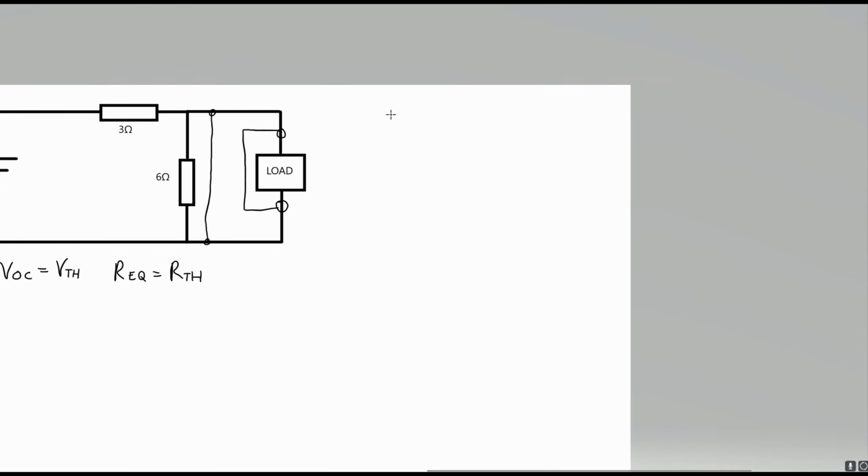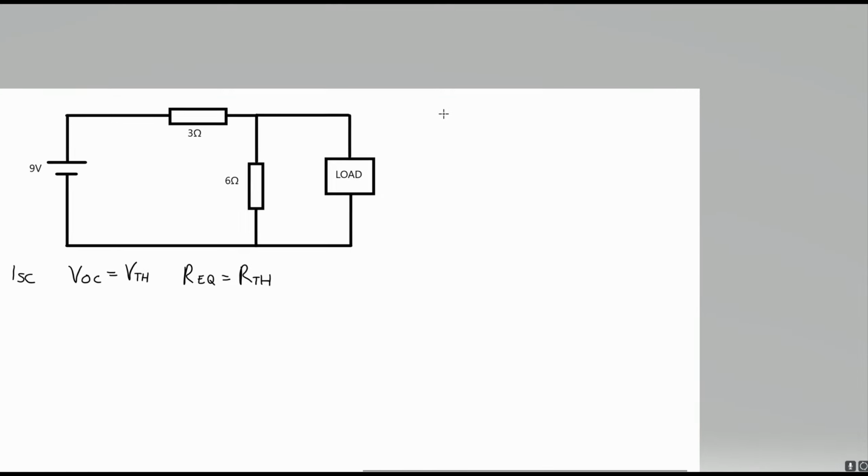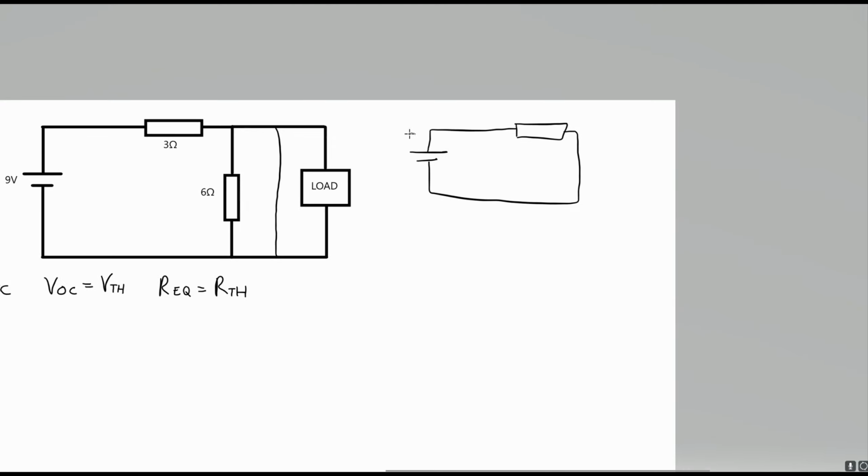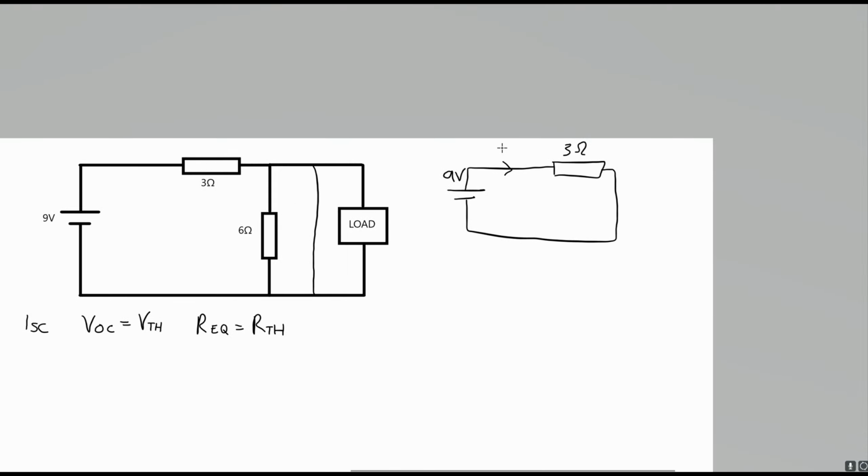So let me just erase that. You can essentially see the circuit as this, because it's going from here, then down, and then straight back to the battery. So there's going to be 9 volts and 3 ohms, and I'm sure you know how to use Ohm's law.